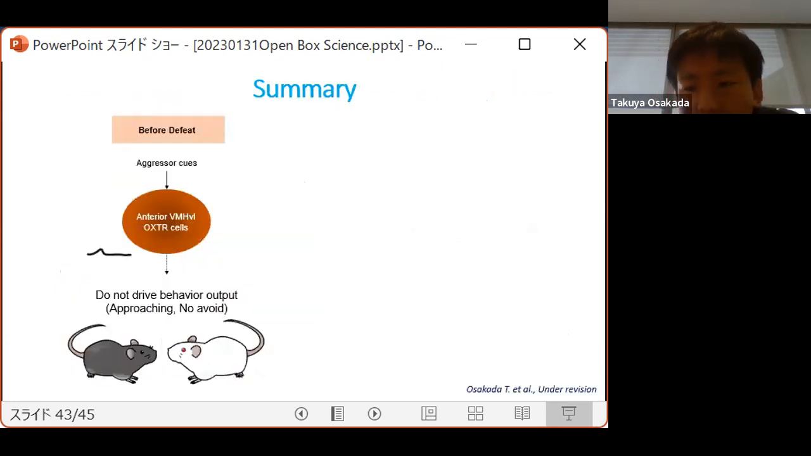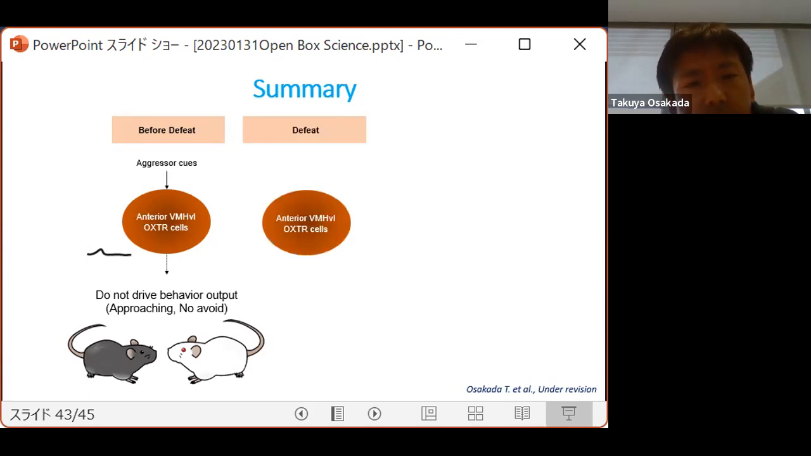So now I want to wrap up with a summary. Before defeat, there is no avoidance behavior toward the aggressor cube. The anterior part of the BMH BL oxytocin receptor positive population is originally very quiet towards the aggressor cube. During defeat, there are the aggressor cues and also the pain signal, and the pain signal at least partially goes onto small clusters of the SOR oxytocin positive population.